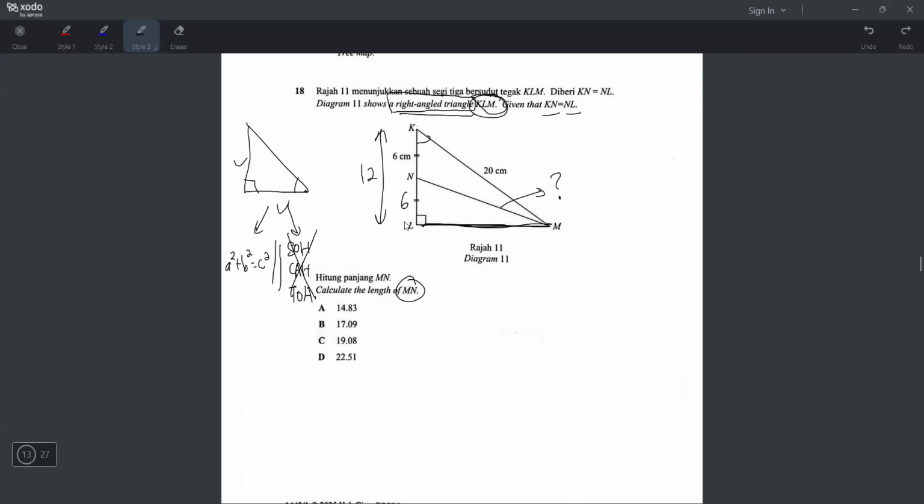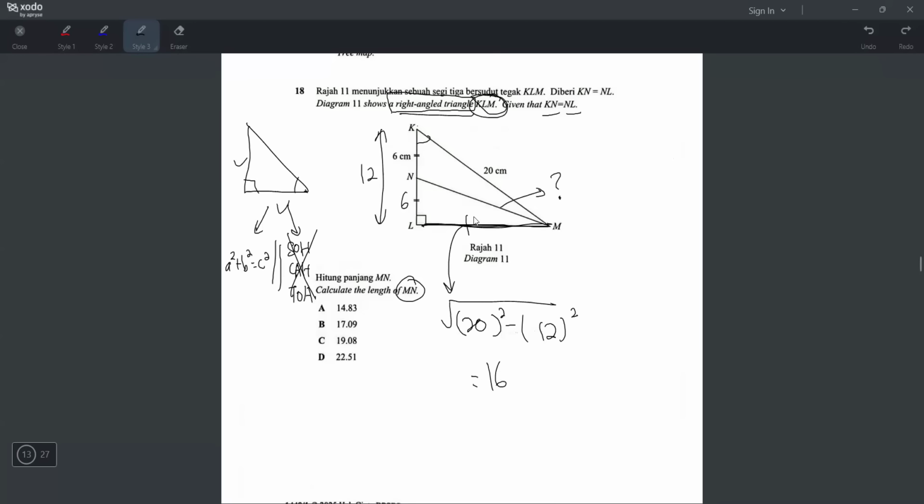Because we have the big triangle, here is 12, here is 20, here is 12. So to find the LM, is just square root, bracket square, sini 20, sini 12, and you have to minus or plus? Minus. Minus, because this is not the longer side, it's not the hypotenuse. Okay, when you're not finding the longer side, you have to minus. So you will tekan this, you will get the 16.